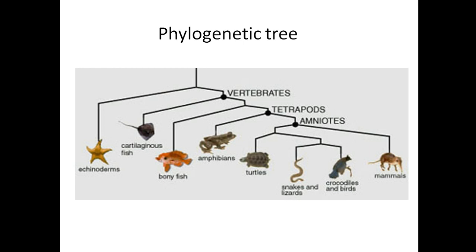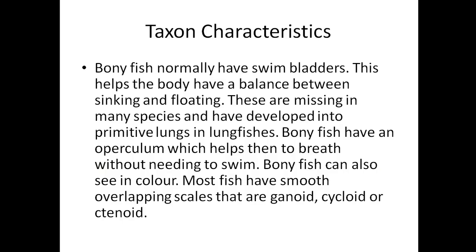So here, in the vertebrates, one group evolved into cartilaginous fishes, another evolved into bony fishes, as you can see. These bony fishes normally have swim bladders which are filled with air. This helps the body to balance between sinking and floating. By adjusting the amount of air in the swim bladders, they can float or swim at different depths of the water column.